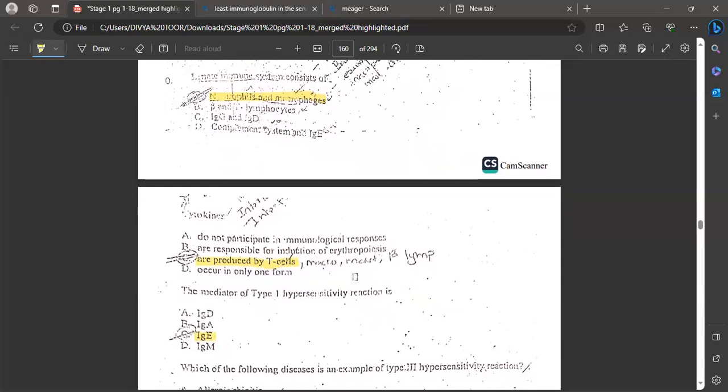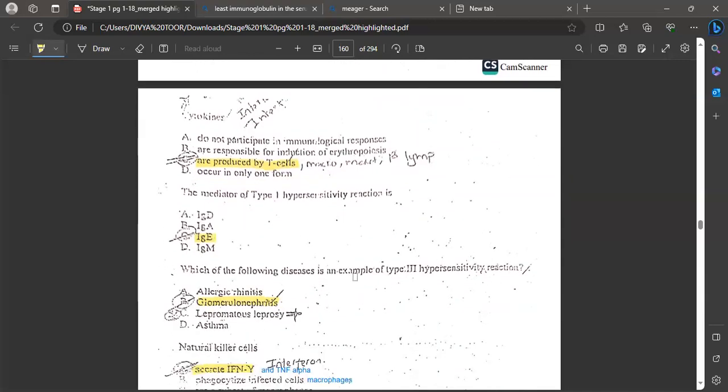Produced by T cells, okay. Occur only in one form, responsible, do not protect. Oh, okay, by elimination. T cells only.